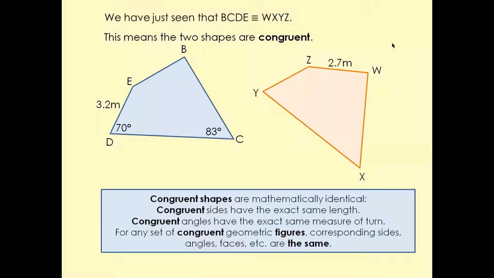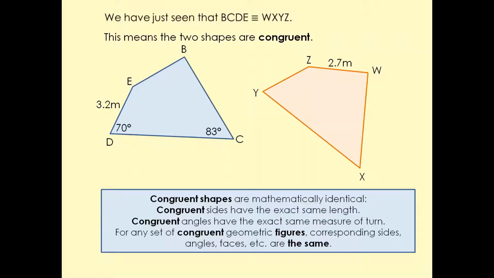Guys, these are very important key points. Congruent shapes are mathematically identical. So wherever you see this sign in exam questions, that means the shapes are congruent, that means they are mathematically identical. And if they are congruent, that means the corresponding sides are going to have exactly the same length. Make sure you use that word, corresponding sides.